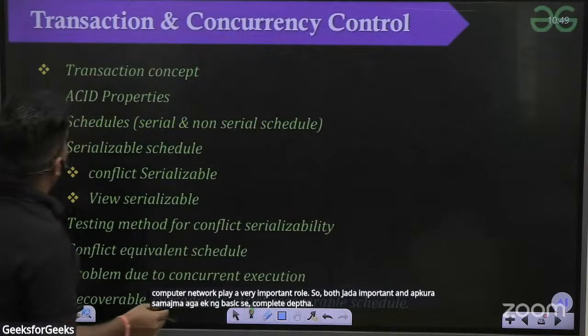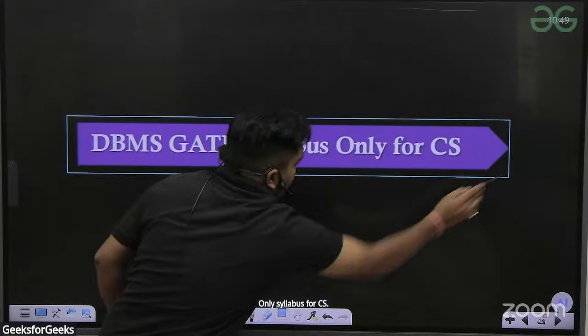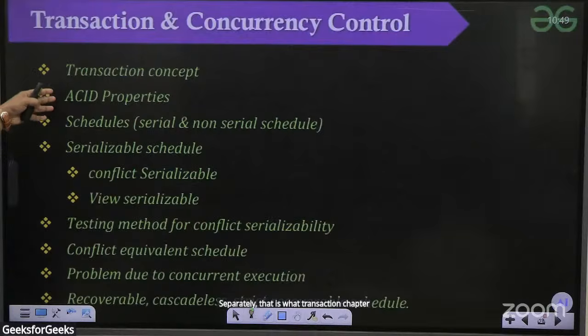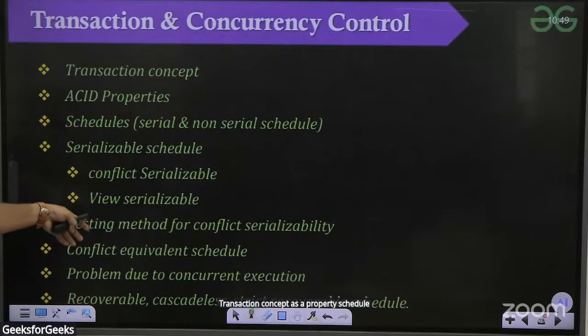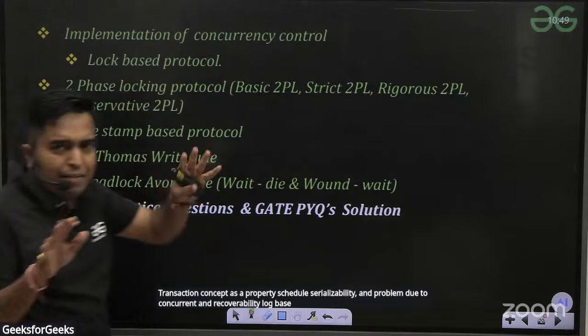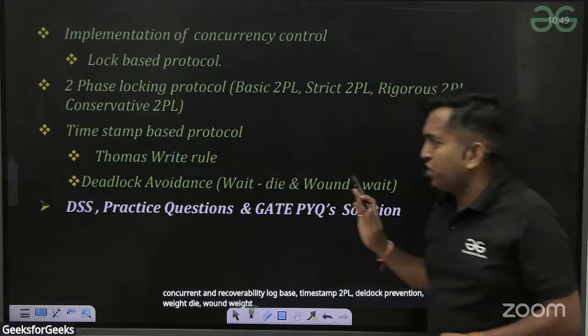So this is the only syllabus for CS separately. That is what transaction chapter. Transaction concept, ACID property, schedule, serializability, and problem due to concurrent and recoverability, log base, time stamp, 2PL, deadlock prevention, wait-die, wound-wait, and all these questions.